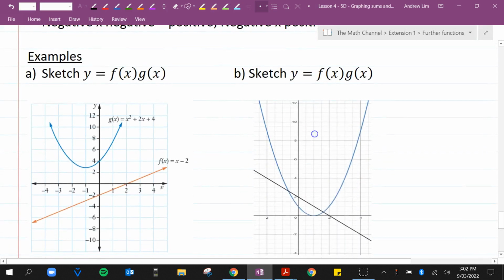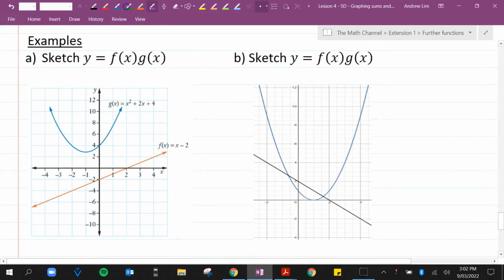So let's have a look at these examples here. In question A, we've got g of x is x squared plus 2x plus 4. F of x is x minus 2. So when we add the powers, because when we multiply the terms, x squared times x will give us x cubed. So technically we just add the powers, x cubed. So we know that it's going to be in the shape of a cubic.